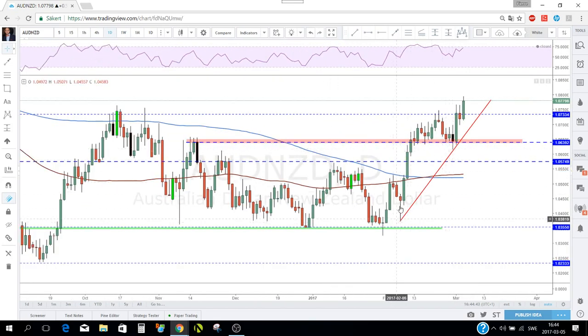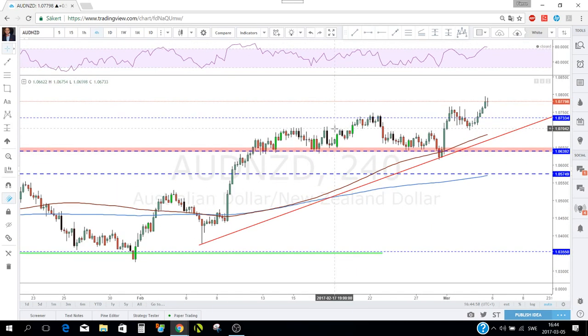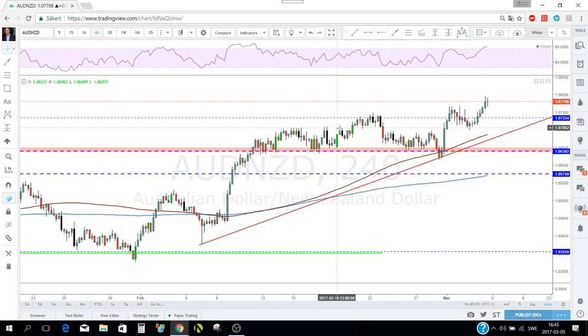And as you see here, we also broke this high and closed above, and we have a new higher high. This trend line is still holding, so Aussie is lots stronger than New Zealand at the moment.